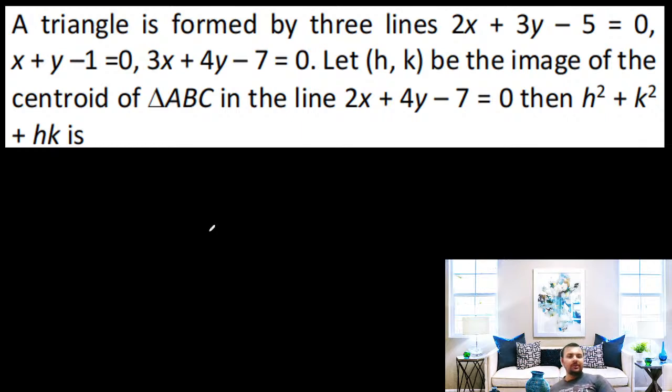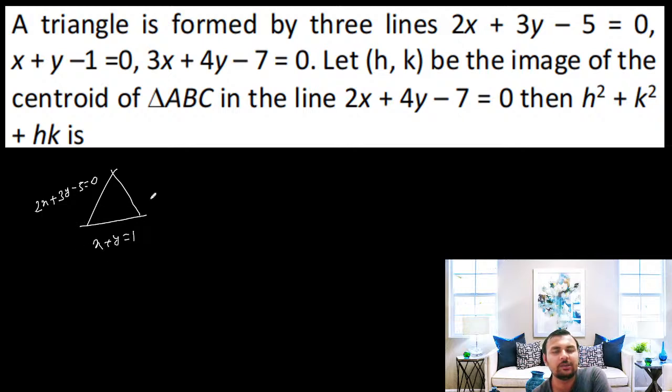A triangle is formed by 3 lines. H comma K is image of centroid. Okay, so we'll have to find all the corner points. So this is again the repeated question from one of your set. This is 2x plus 3y minus 5 equal to 0. We have x plus y equal to 1. 3x plus 4y equal to 7. If you solve the equation from here, which point are we going to get? This is A, this is B, this is C.